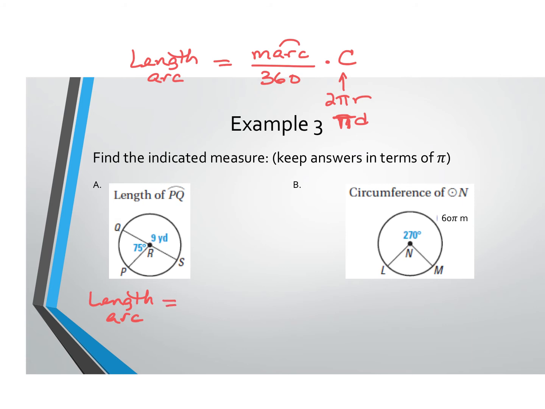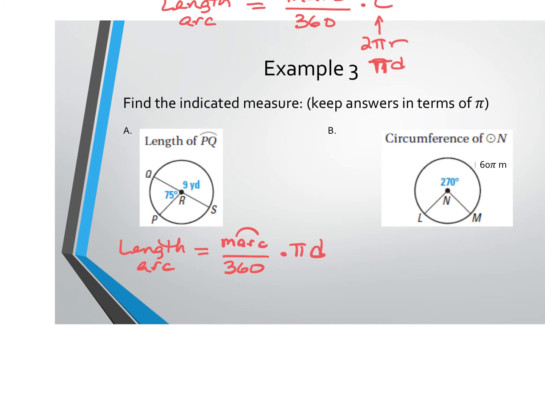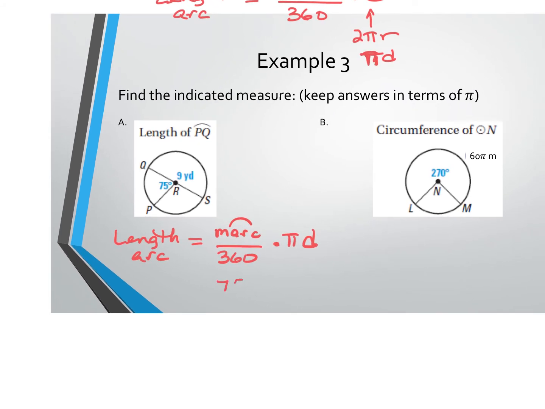So the formula I'm going to use for part A is length of the arc is going to be equal to the measure of the arc divided by 360 times pi times diameter. So I'm going to replace the measure of the arc with 75. The 360 is part of the formula, and my diameter is 9. I could put here, instead of length of the arc, length of PQ. Again, this is the length of the arc.